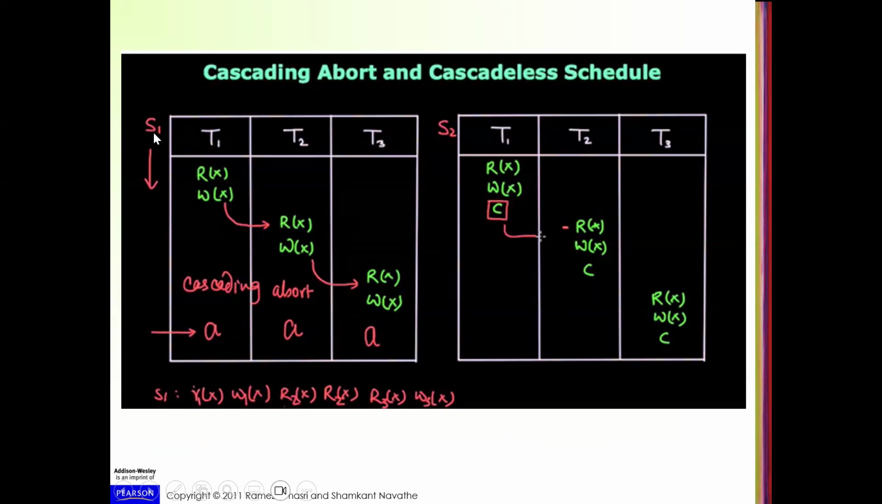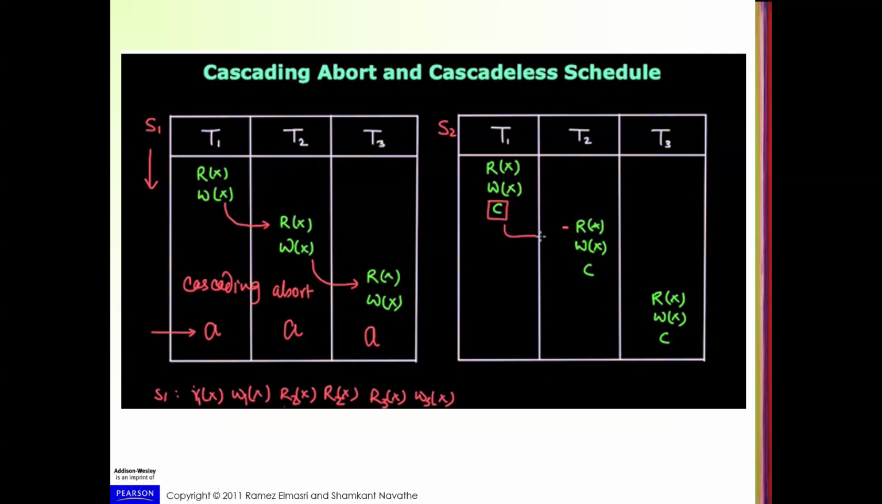Here is an example. We have schedule 1 and schedule 2. Schedule 1 has three transactions: T1, T2, T3. T1 is trying to read item X and make changes to item X, so R of X and a write operation on X. Based on what T1 has written in X, T2 is reading it and changing some value of X by writing it. Based on what T2 wrote, T3 reads the value and changes the value.